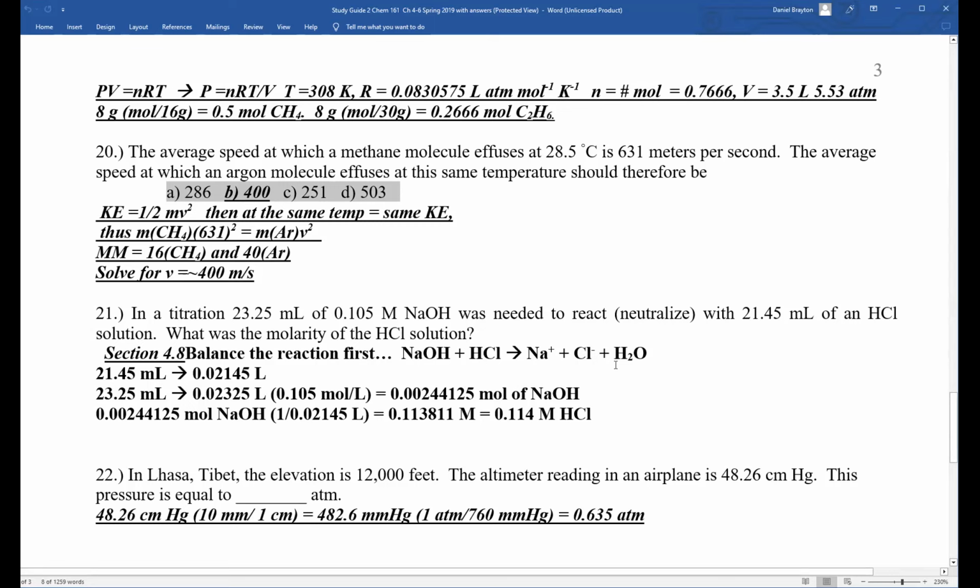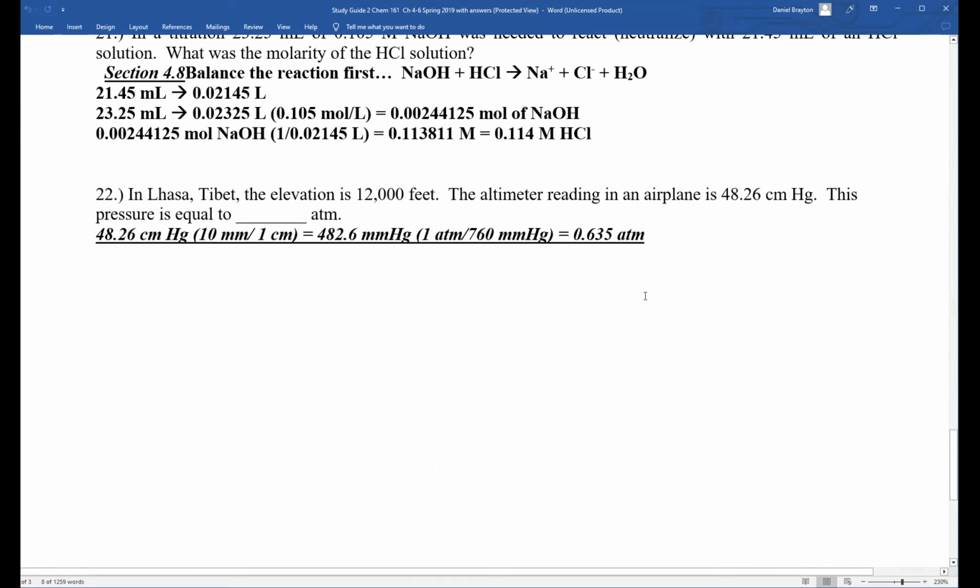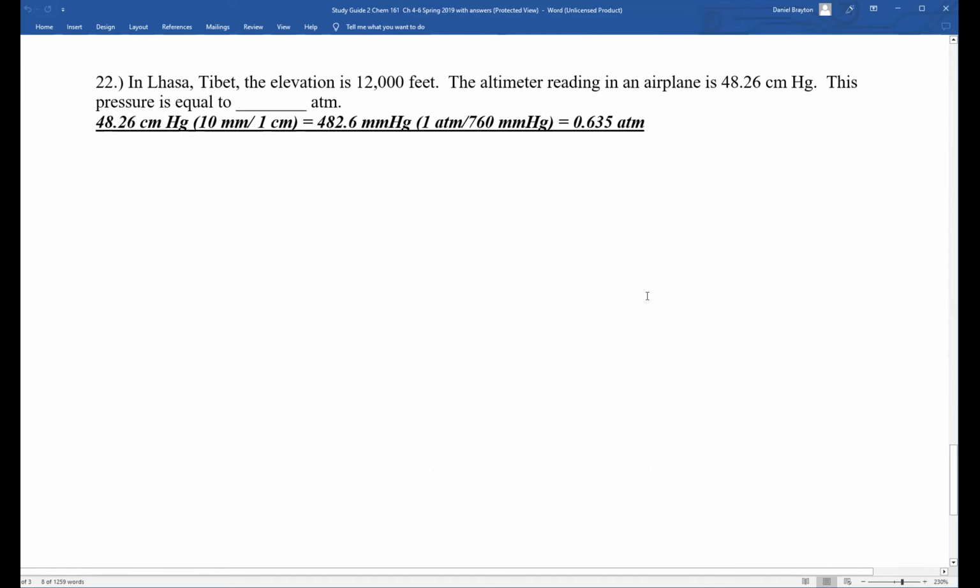21 is a titration one, which we covered on the last exam. So we'll skip that one. There won't be one of those on there.